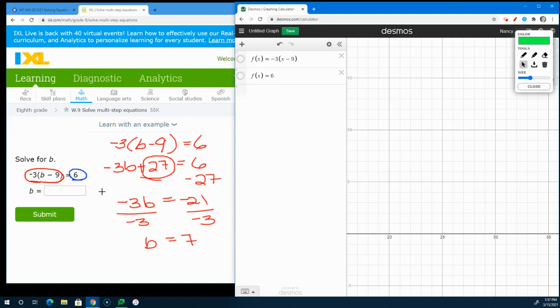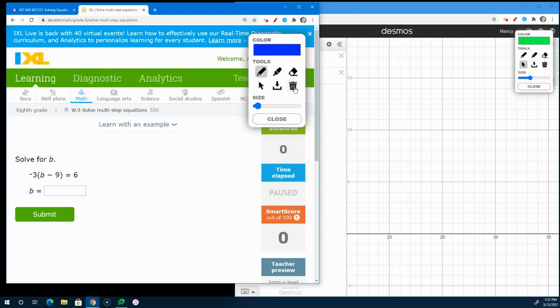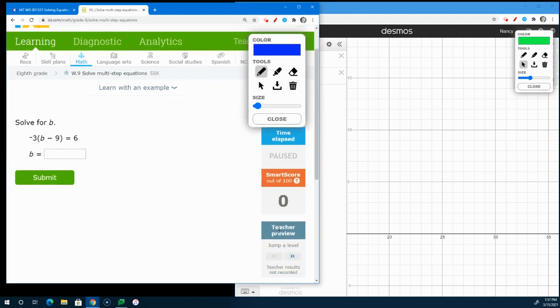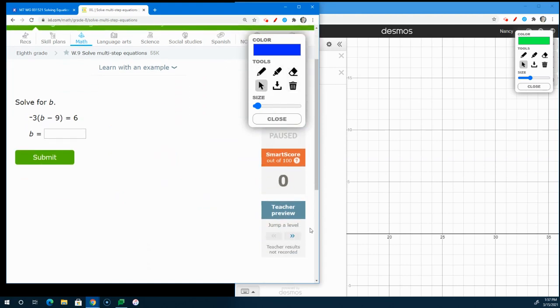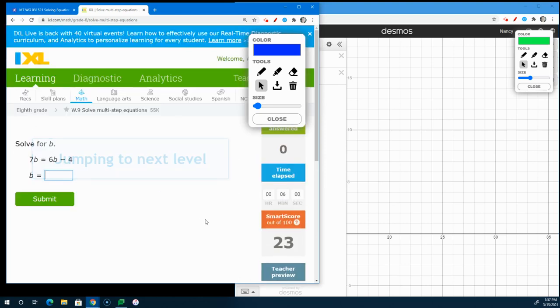I'm going to do one more. Let me get rid of all of this writing. Let's just jump up a level. Okay, so this time we have 7b equals 6b minus 4. So let's go ahead and solve that.